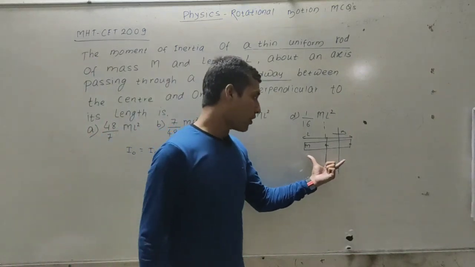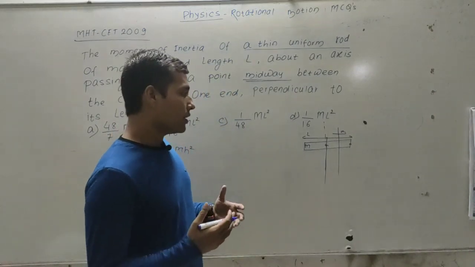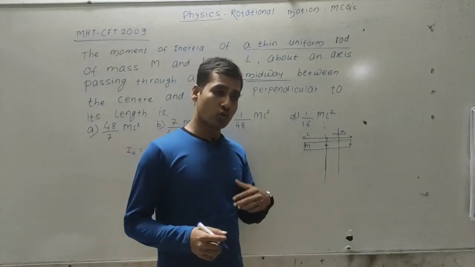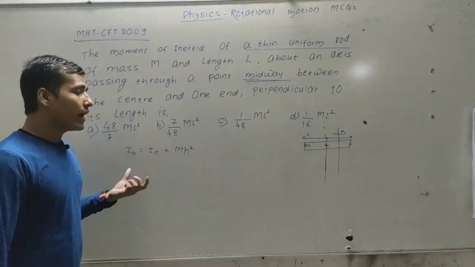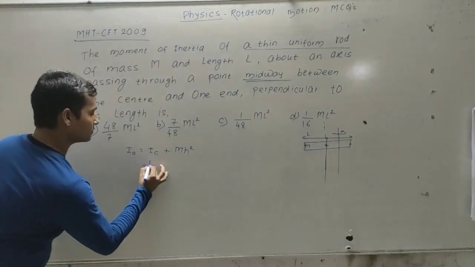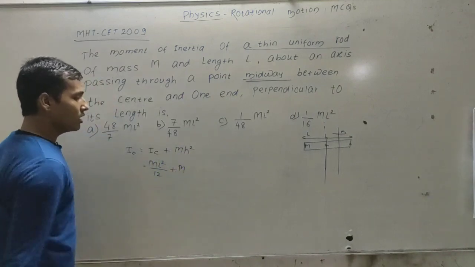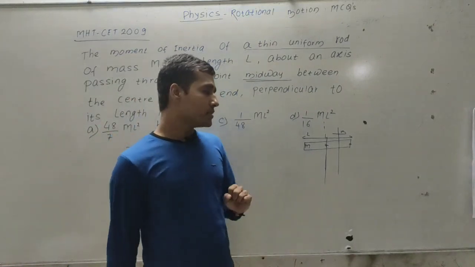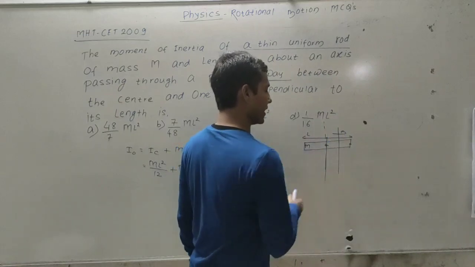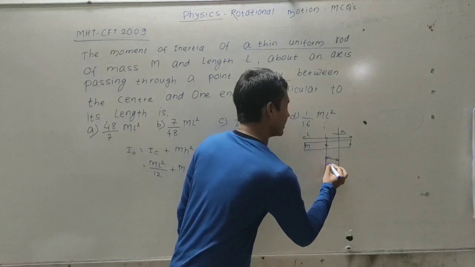So this is the rod. The moment of inertia for different bodies is different. For example, the moment of inertia of a ring is m r square, for a disc it is m r square by 2. Similarly, for a thin uniform rod it is m L square by 12, plus m h square. What is h here? h is the distance between two parallel axes. This axis and this axis are parallel to each other, so the distance between these two axes is h.